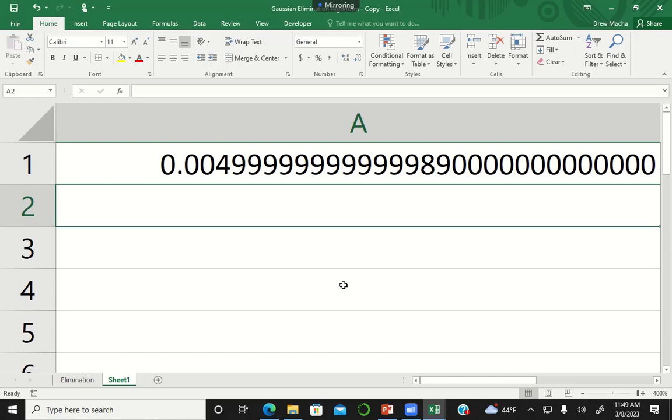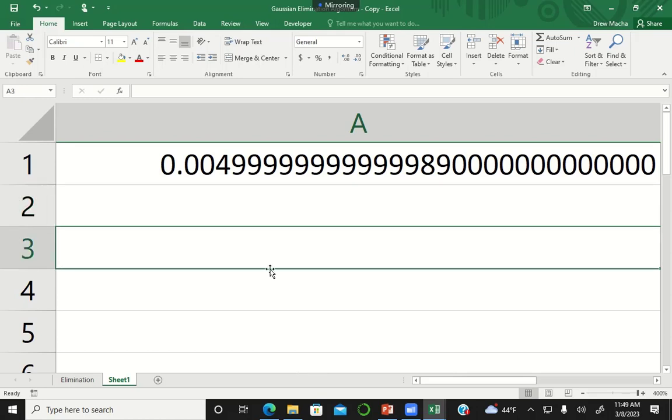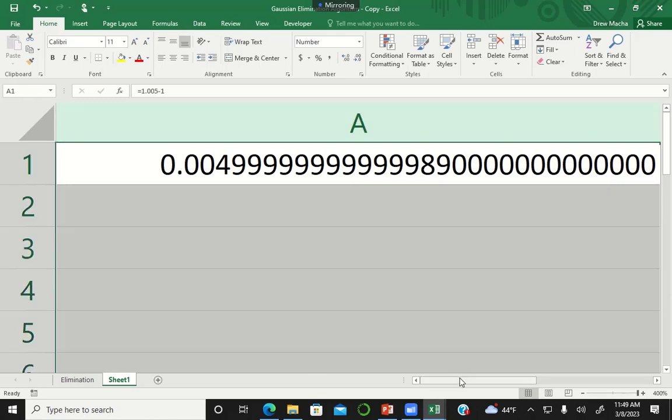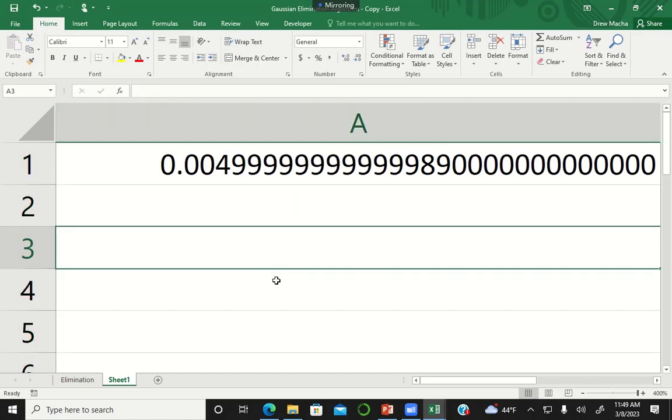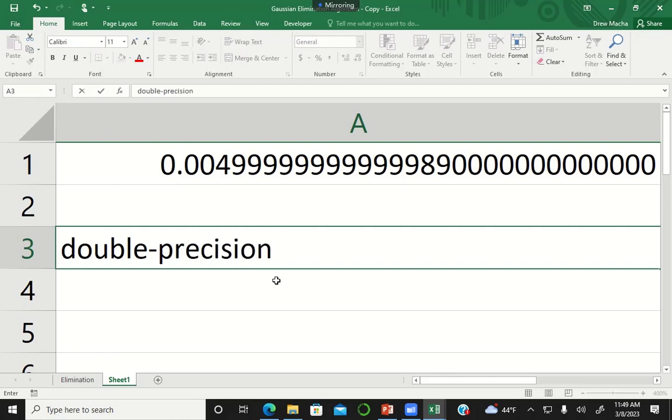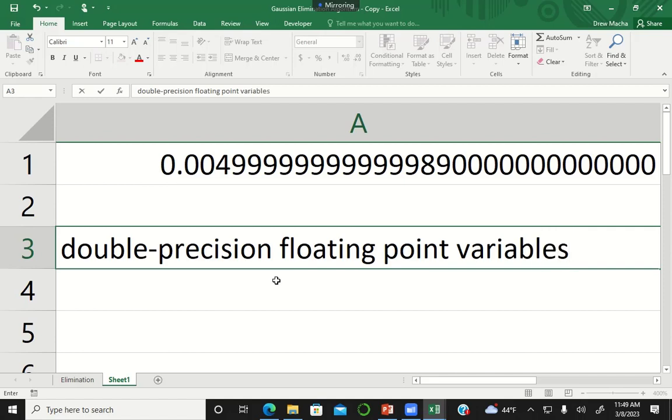So the reason this pops up is because in Microsoft Excel, and this is the same for Python too, numbers are stored as a data type called double precision floating point variables. If you want to Google search that, you can learn all the computer science behind it. But the idea is that in your computer memory, everything is stored as bits. It's either a 0 or a 1. So how do you store numbers using just strings of bits?